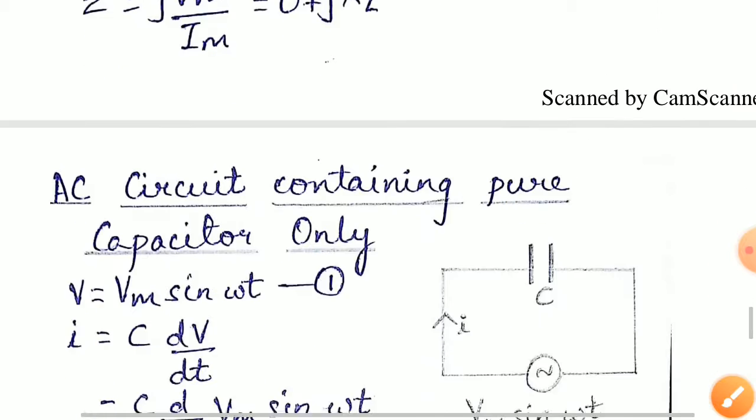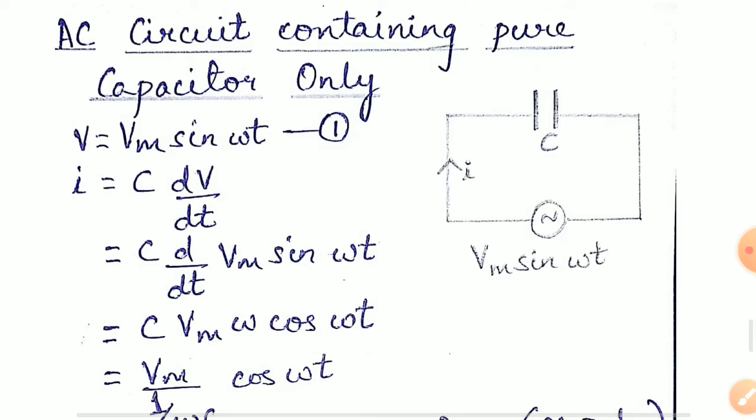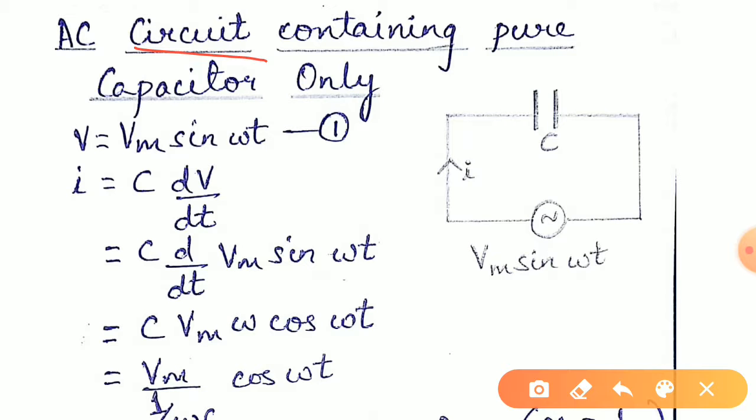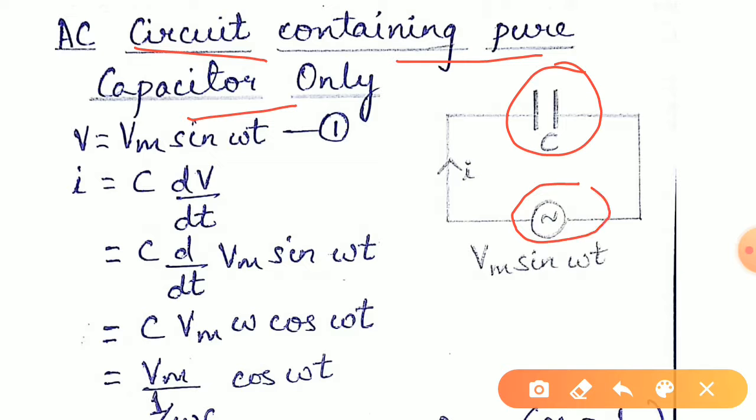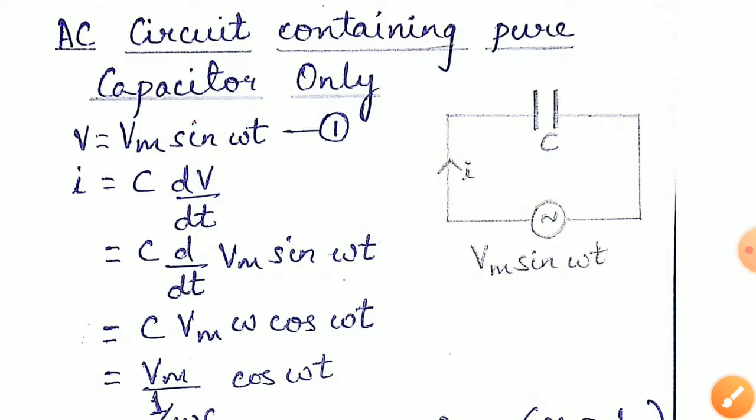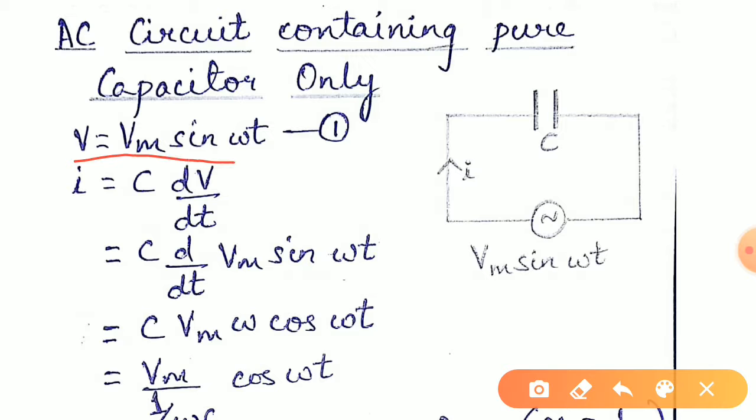Let us go to the third circuit, where we have an AC circuit containing a pure capacitor only. A capacitor C is connected to an AC voltage source with current I flowing in the circuit. When an alternating voltage is applied in the circuit, that is V equal to Vm sin omega t, then the corresponding current equation can be obtained as I equal to C into dV by dt.